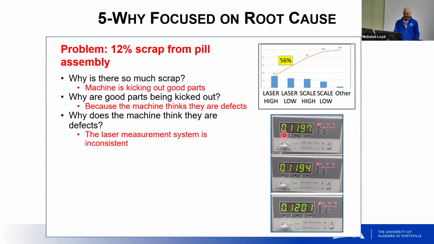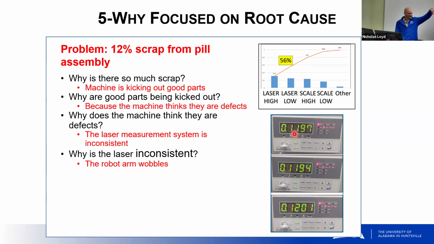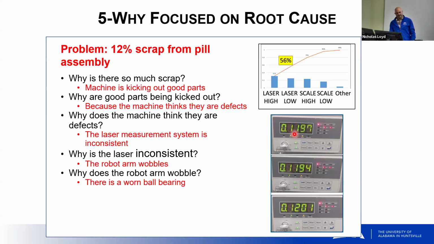Or the laser measurement was inconsistent. These are 3 measurements we did on the same part. We just ran it back and forth, and they were wildly inconsistent. Okay, why was the laser measurement inconsistent? The robot arm that carries it wobbles a little bit, and you can see that if you pay close enough attention. It would measure as it was traveling, so it could bounce up and down and cause inconsistent measurement. Why does the arm wobble? There's a worn ball bearing.